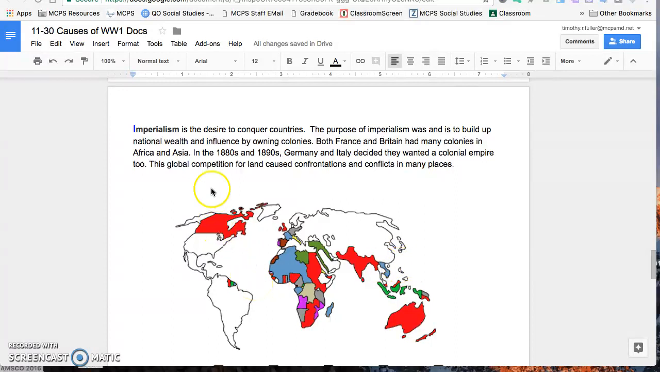So imperialism is the desire to conquer countries. What that means is get new territory. The purpose of imperialism was and is to build up national wealth and influence by owning colonies. So just like America was a colony to England, these European powers started putting colonies around the world. And if you remember, basically those colonies are tied to the mother country.